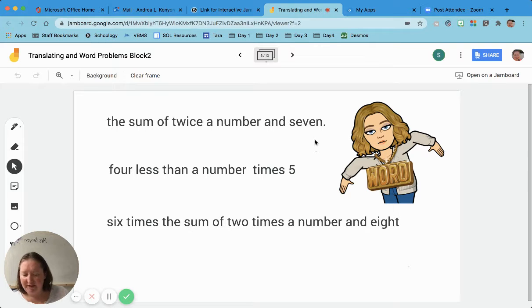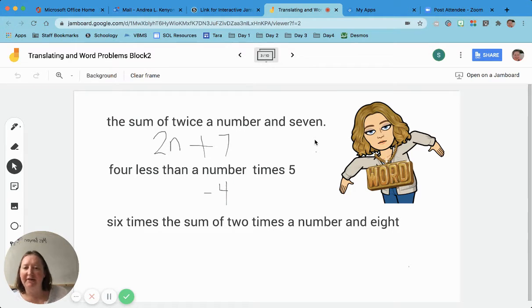So in this particular problem, we're saying the sum, so that means plus, the sum of what? Of twice a number, so 2 times a number and 7. It doesn't tell us what that is, so this is just an expression. 4 less, so when you see 4 less, you know minus 4. You're subtracting 4 from something.